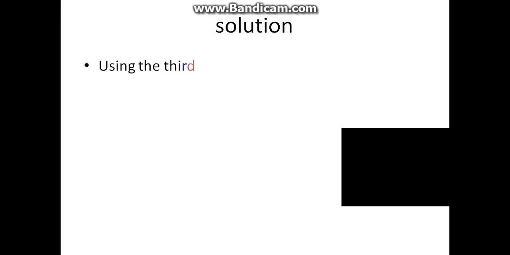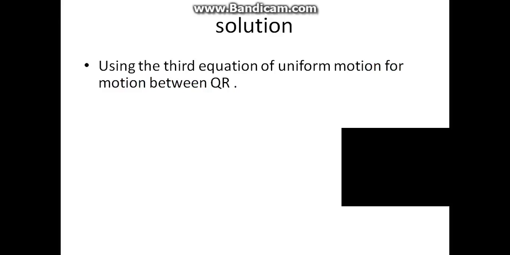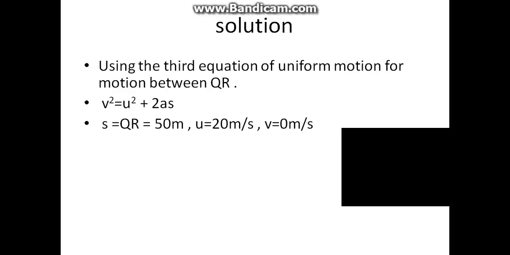Solution. Using the third equation of uniform motion for motion between QR, v squared is equals to u squared plus 2as. s is equals to QR, which is equals to 50 meters, u is equals to 20 meters per second, v is equals to 0. Substituting the values, we now have 0 squared is equals to 20 squared plus 2 times a times 50. 0 is equals to 400 plus 100a.